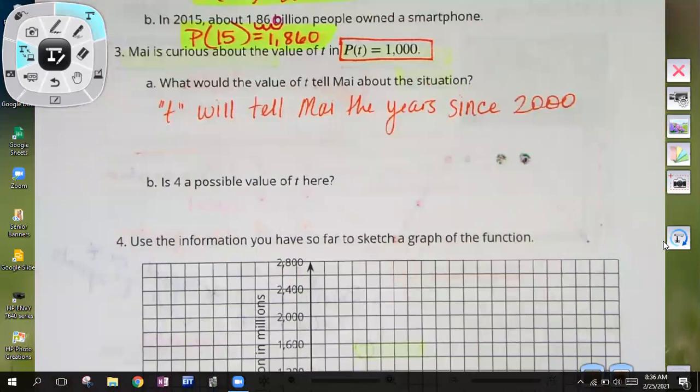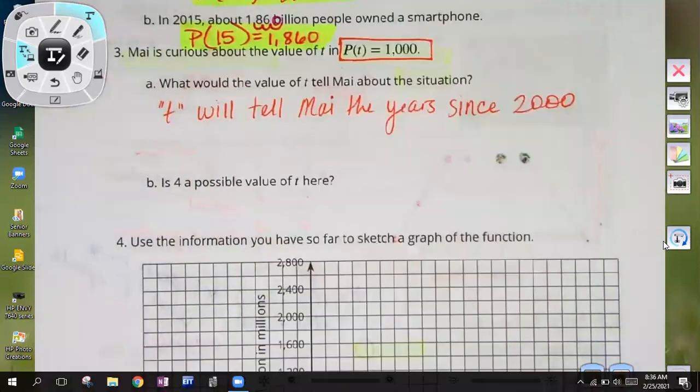Okay, now I want you to really think about this on number 4. I want you to think back to those 4 function notations that we just used. What's under tell May? That's her name. I think it's M-A-I.